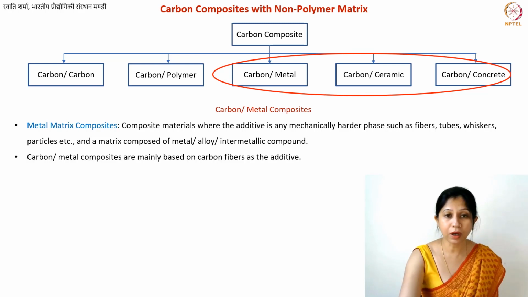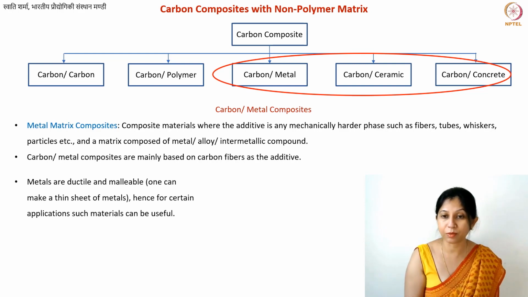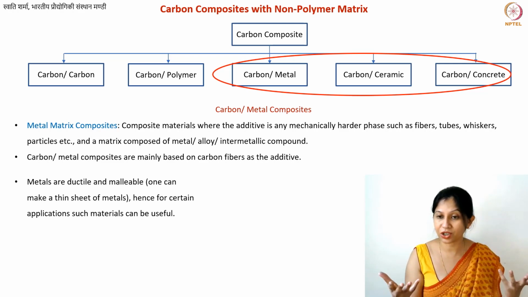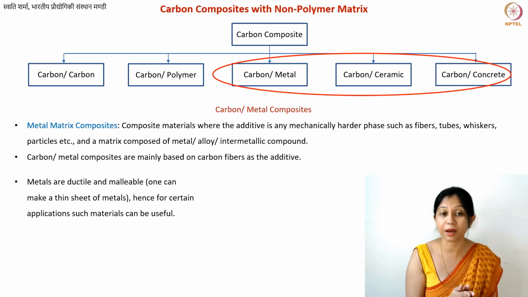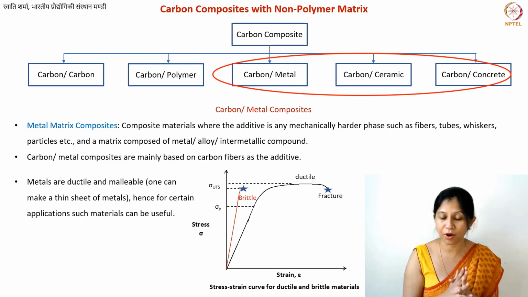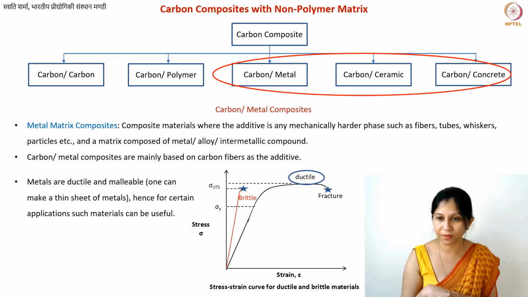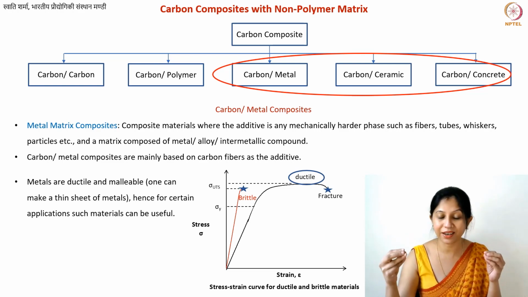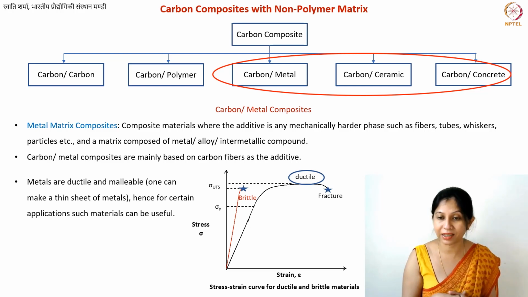Again I mentioned that carbon fiber is the most common additive. Now the metals are, number one, ductile, and then you can also make thin and long sheets out of metal. You know already these properties. They are malleable and they are ductile. We had also learned about this ductility property before in one of our previous lectures. You can see in the stress strain curve, this is the region after the material stops behaving as an elastic material, and then you have a certain region of strain, and then you have the fracture. This region is known as ductile behavior.